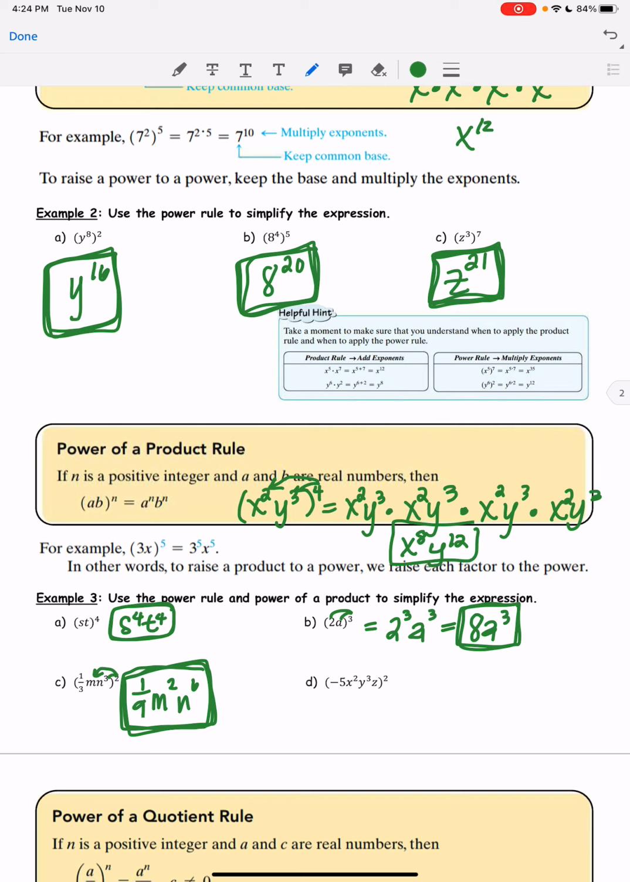Same thing here on D. Don't forget that coefficient, and that coefficient goes in parentheses. So -5 in parentheses squared is going to come out positive. So I've got 25 x to the 4th, 2 times 2, y to the 6th, 3 times 2, and z squared, 1 times 2.